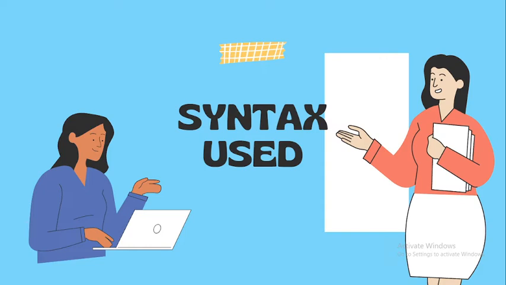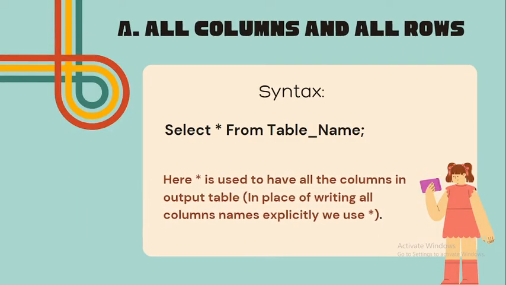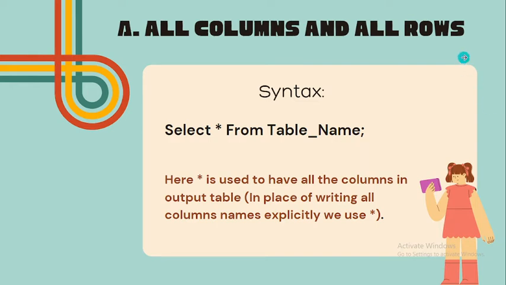So let's go with the first approach. What syntax do we have to use for all columns and all rows? Here is a simple syntax to access the records in terms of all columns and all rows from a given table. The syntax is select space asterisk space from table name. The important thing is that we should be aware of the name of the table from which we want to access the records.